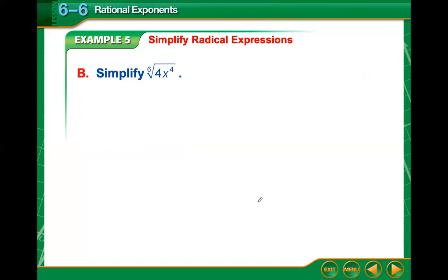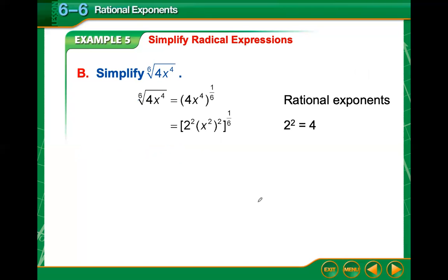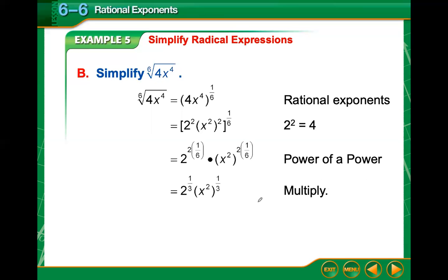All right, so we're going to take the 6th root of 4x to the 4th. So we're going to rewrite this as a rational exponent, and we can go ahead and distribute the exponent. And we can simplify this to the cubic root of 2x squared, because they rewrote 4 as 2 instead of 4. So again, it's all preference. So the cubic root of 2x squared.